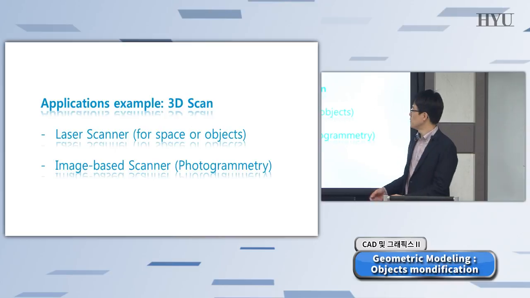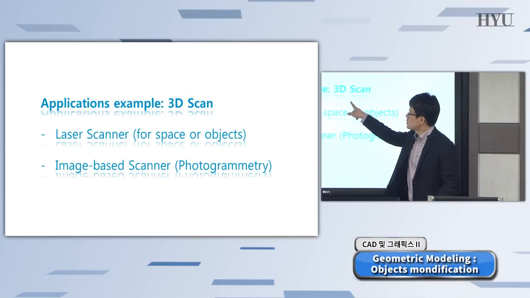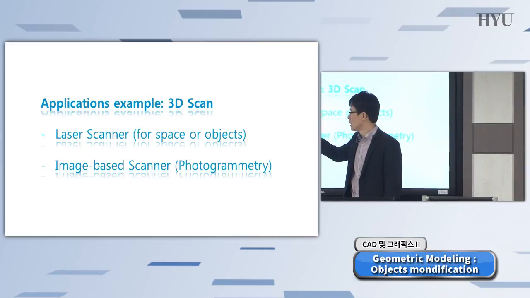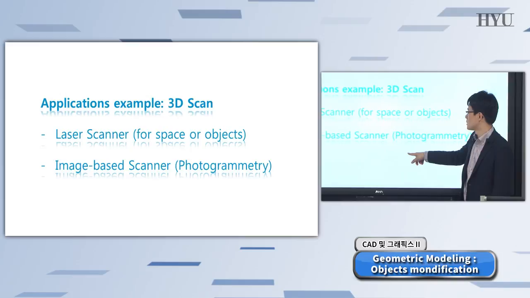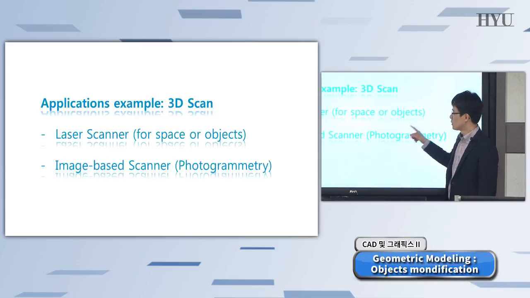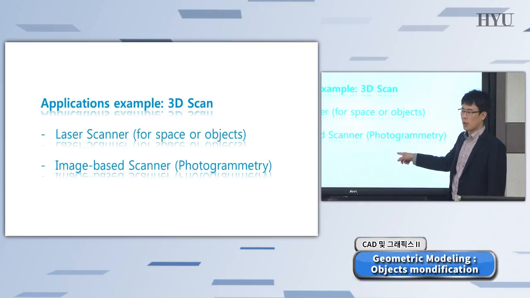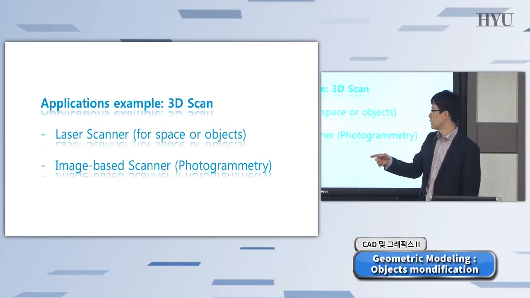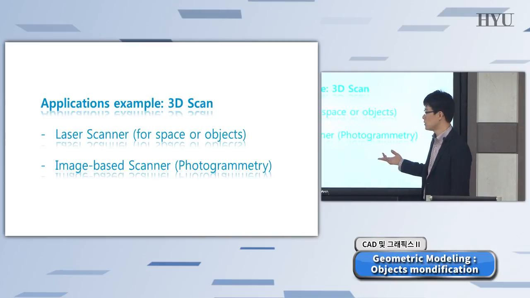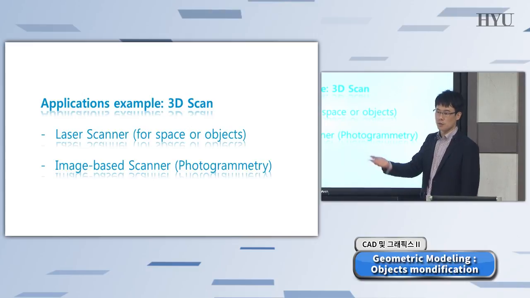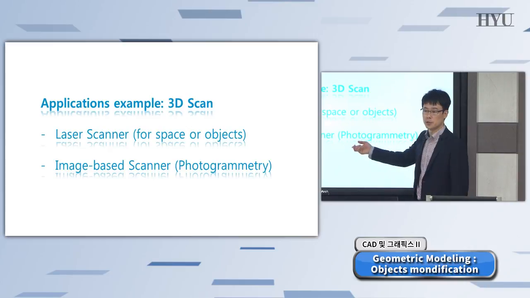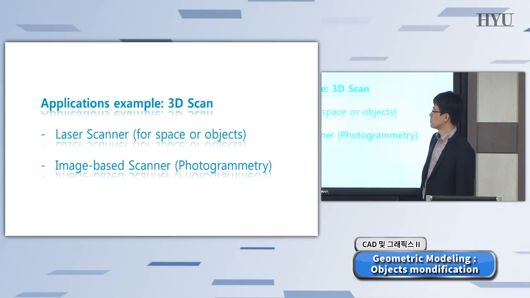So, application examples for 3D scan. The first one is 3D scan, two types, okay? The first one is laser scan based. The second one is image based processing. Actually, laser scanners are usually really expensive, okay? But image based scanners, 100% of you already have one by using your smartphone, okay? Some applications you can install and use. I think some of you already used this, the photogrammetry based 3D generation method.